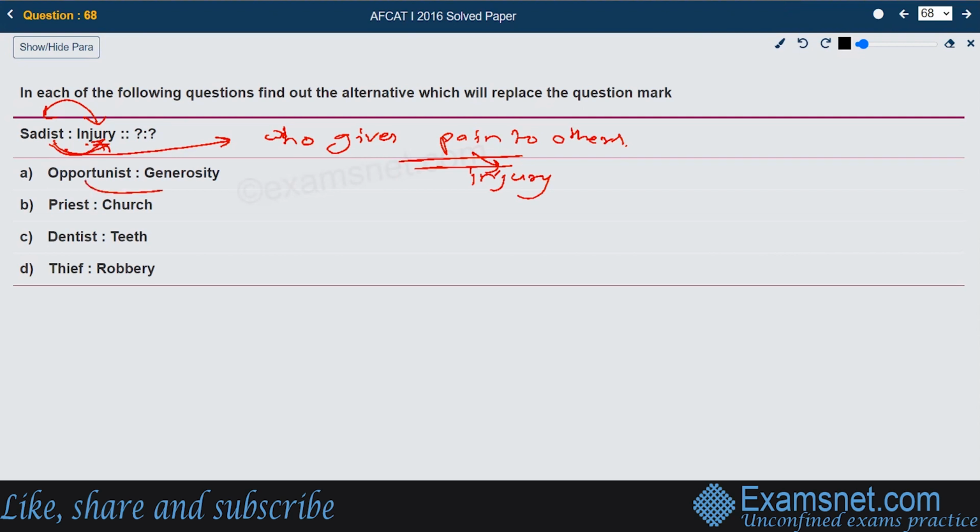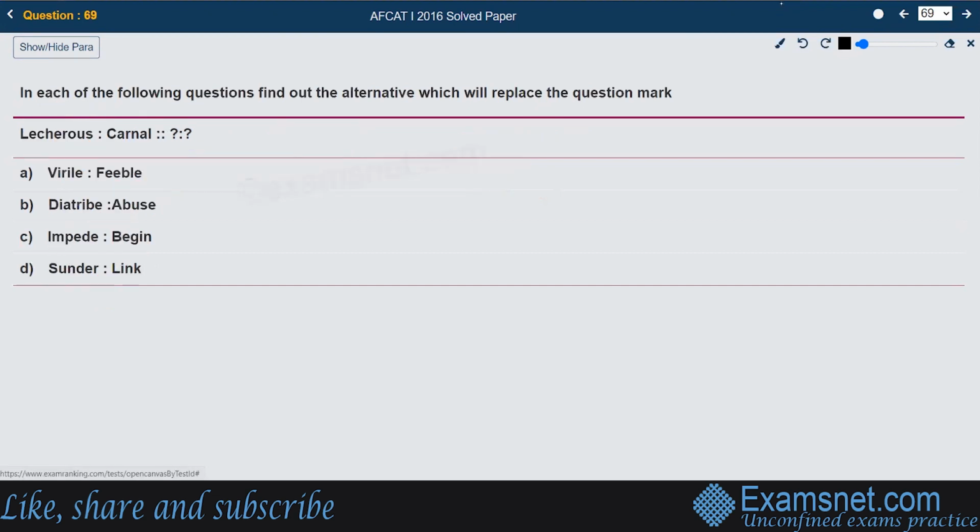Let us see. Opportunities and generosity, they are two different things. Priest and church, they are found in church but they don't cause church. Dentist and teeth, a dentist doesn't cause teeth, that cures teeth rather. Thief and robbery, this should be the right answer, because a thief causes robbery or does robbery. So option D is the right answer. The same connection is set up.